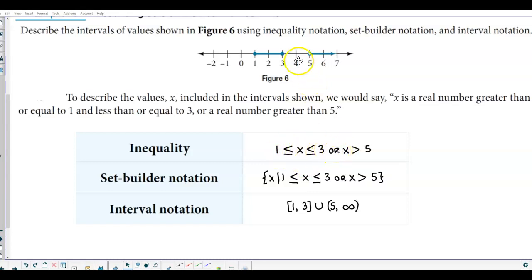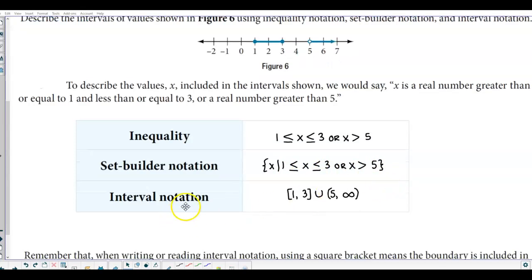Then we have an OR statement because we also have another situation here, which says that we have an open circle at 5 going towards positive infinity. So you'd say that x is greater than 5. Now when we write this in set builder notation, we're going to add a brace and then x with a line saying such that 1 is less than or equal to x, which is less than or equal to 3, or x is greater than 5, with the right brace.